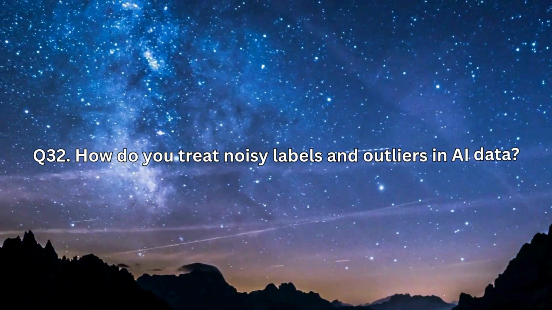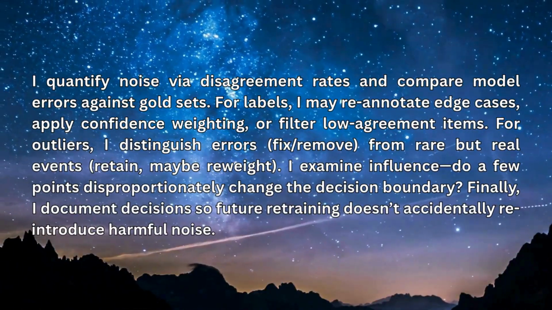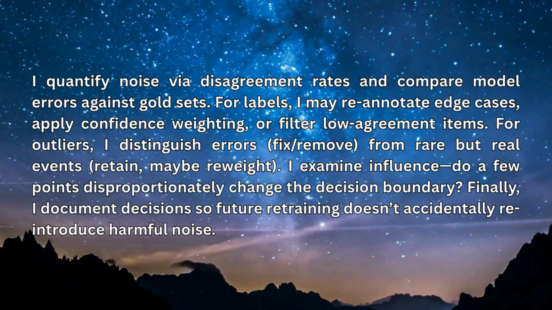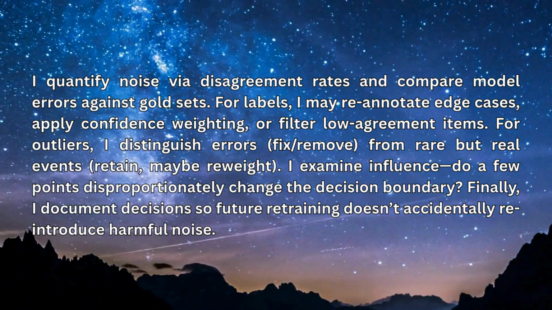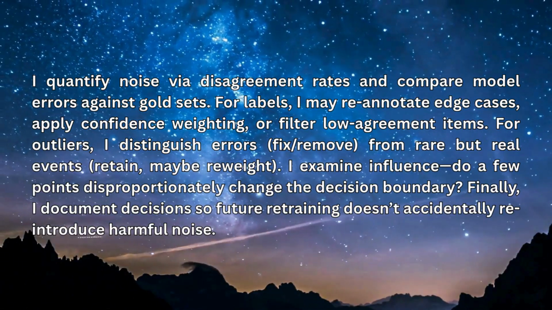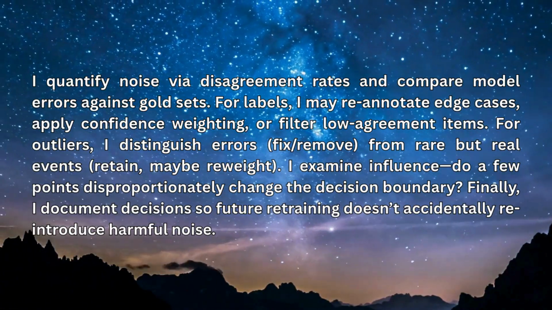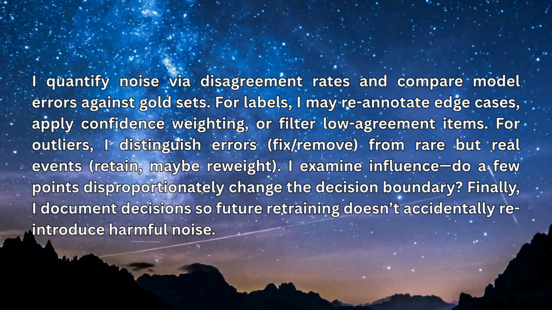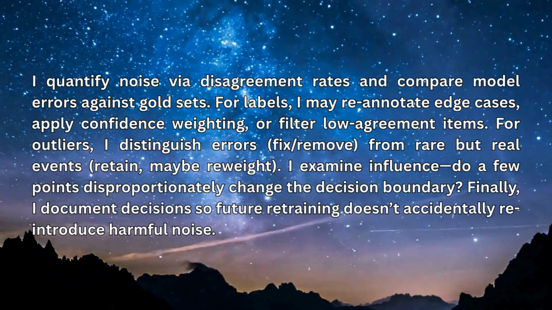How do you treat noisy labels and outliers in AI data? I quantify noise via disagreement rates and compare model errors against gold sets. For labels, I may reannotate edge cases, apply confidence weighting, or filter low agreement items. For outliers, I distinguish errors, fix or remove, from rare but real events, which I retain and maybe reweight. I examine influence. Do a few points disproportionately change the decision boundary? Finally, I document decisions so future retraining doesn't accidentally reintroduce harmful noise.